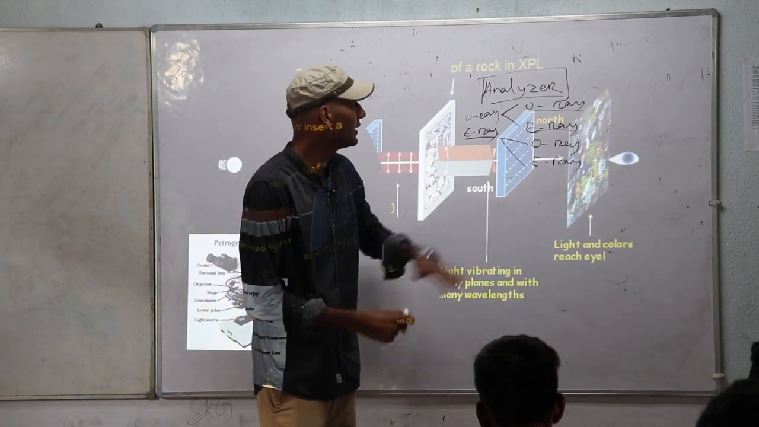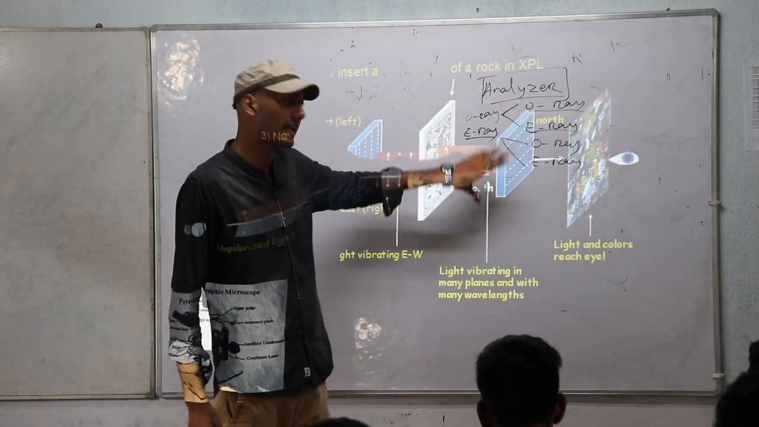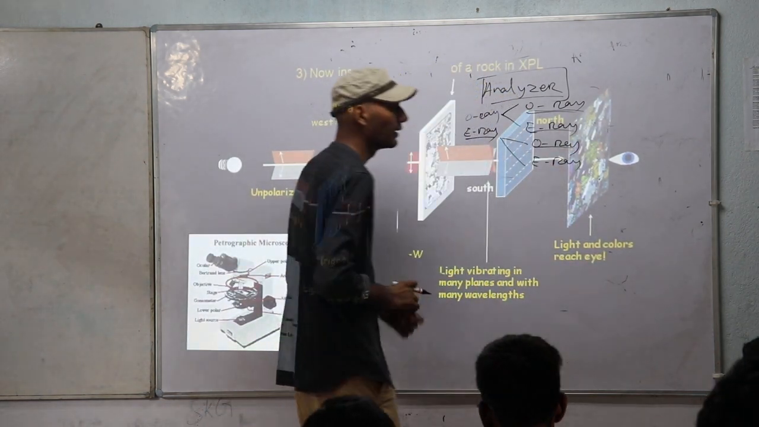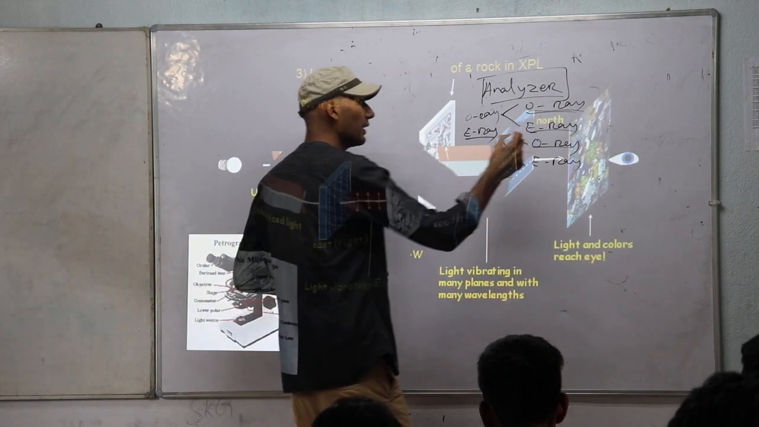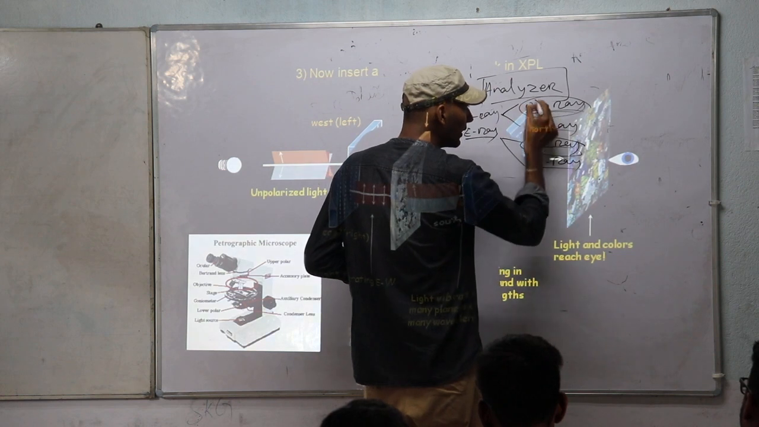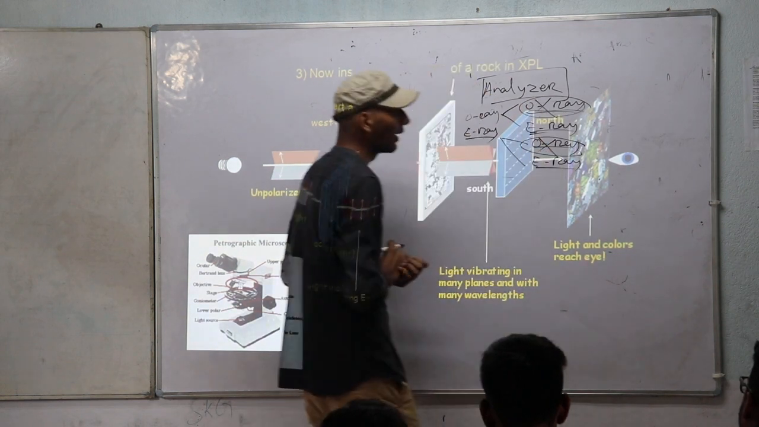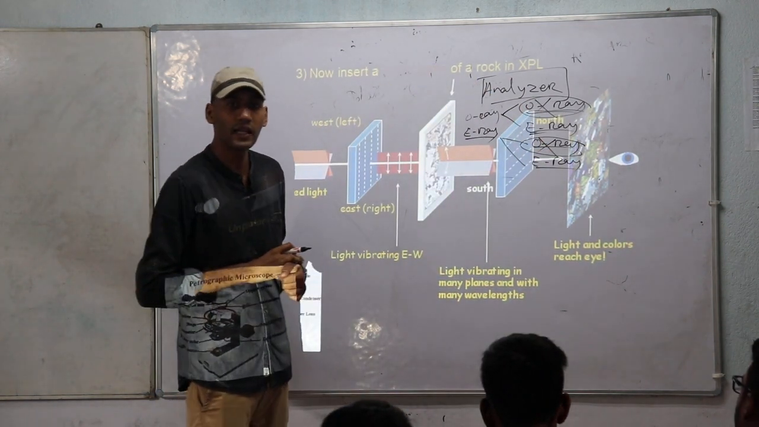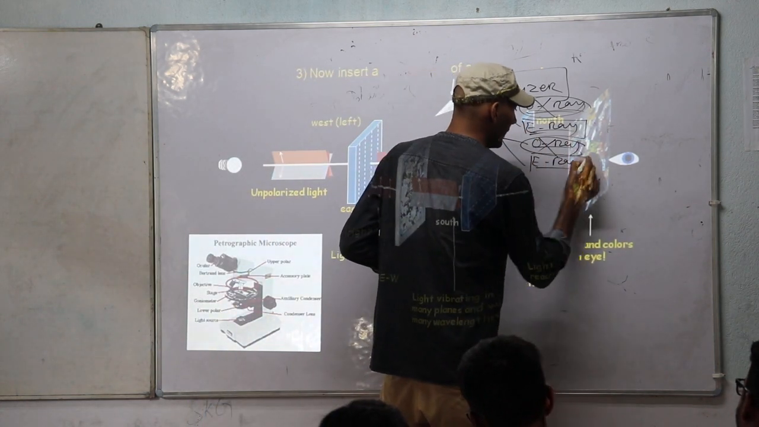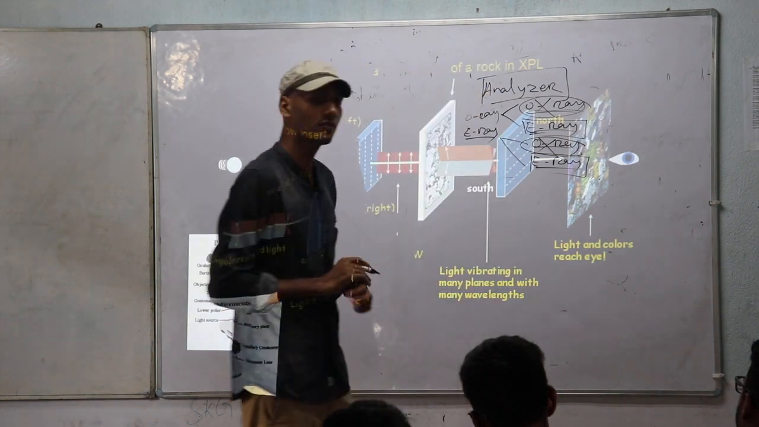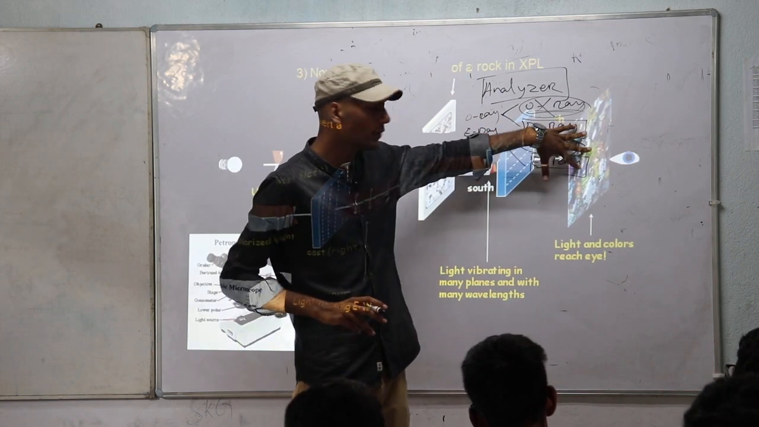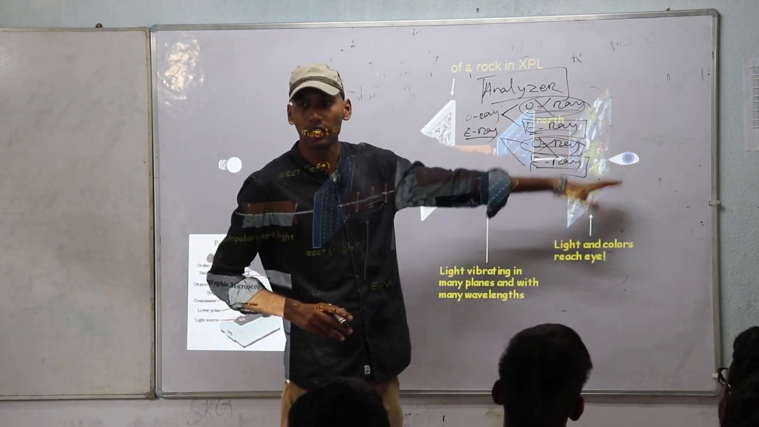Yes, so the analyzer is a calcite crystal, that is an anisotropic mineral. So what happens? There are two ordinary rays and there are two extraordinary rays. Both of the ordinary rays will not pass through the analyzer. So which ray will pass? Only the extraordinary ray will pass through the analyzer. Then the interference between these two extraordinary rays will show us color.